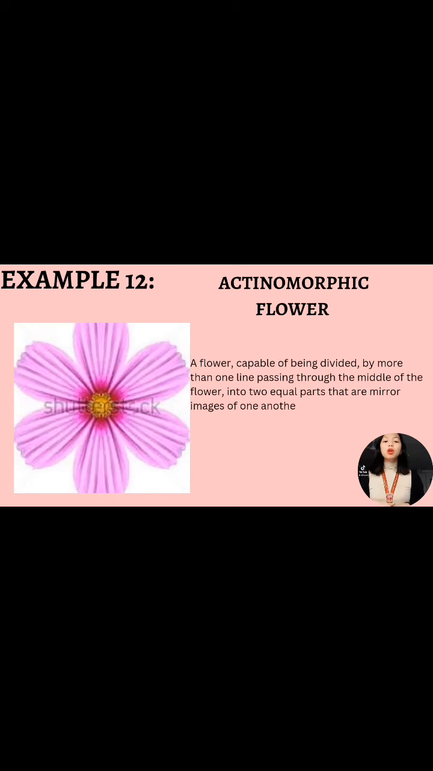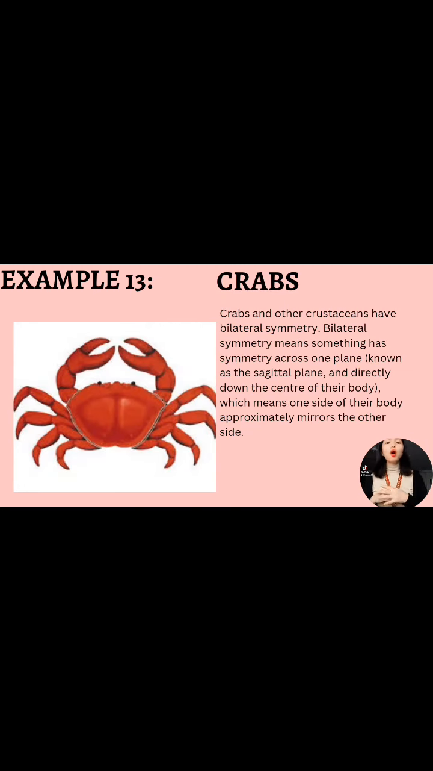Example number 12: the actinomorphic flower. It has radial symmetry and can be divided into two equal parts, with the radial plane located at the center. Example number 13: crabs. Crabs and other crustaceans have bilateral symmetry.